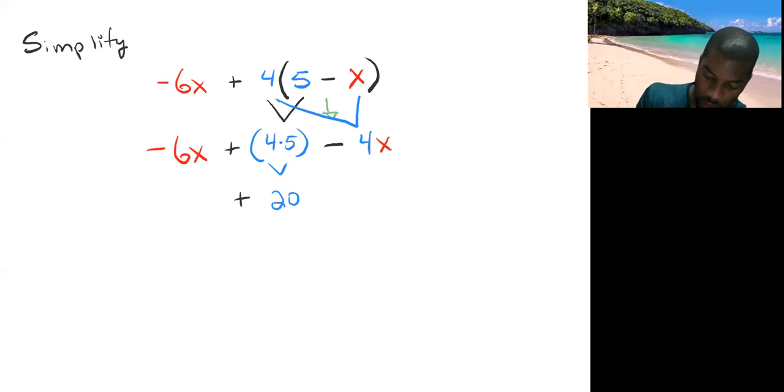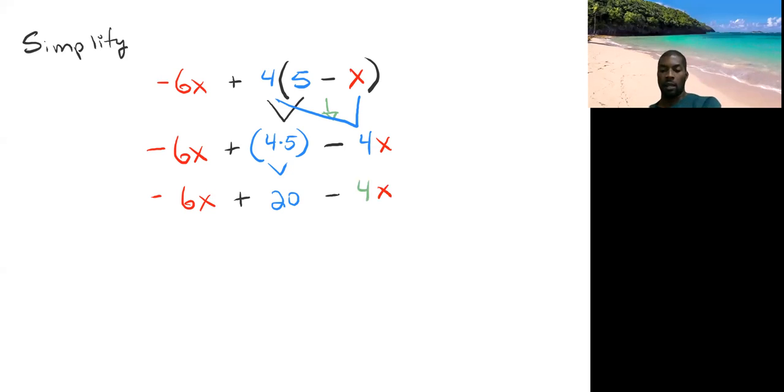Rewrite the problem. You don't have to rewrite the problem every time. I just like doing it because it keeps everything nice and in order. I'm going to change the color to a green. Okay. Now I notice that I have this 4x here and this 6x. They have the exact same variables, the x. It's literally 6x's and 4x's.